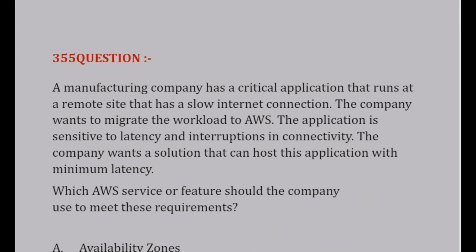Question is, a manufacturing company has a critical application that runs at a remote site that has a slow internet connection. The company wants to migrate the workload to AWS. The application is sensitive to latency and interruptions in connectivity. The company wants a solution that can host this application with minimum latency. Which AWS service or features should the company use to meet these requirements?